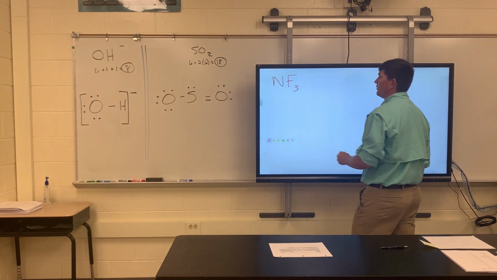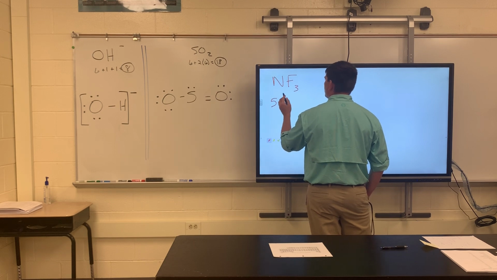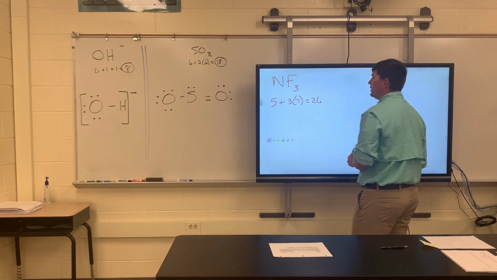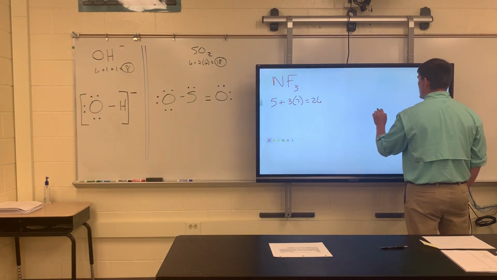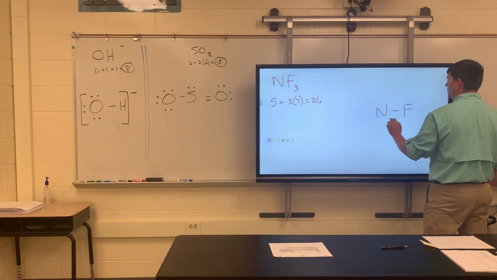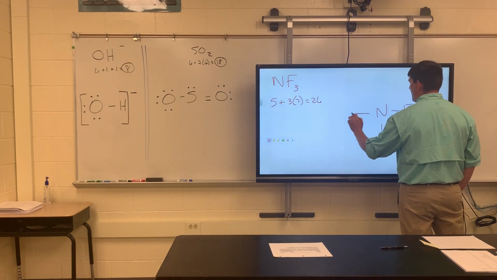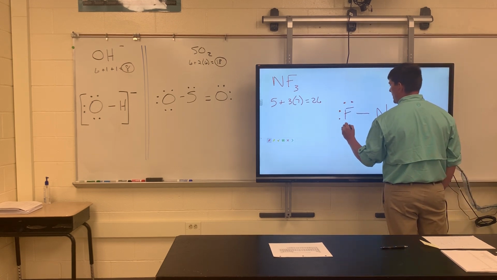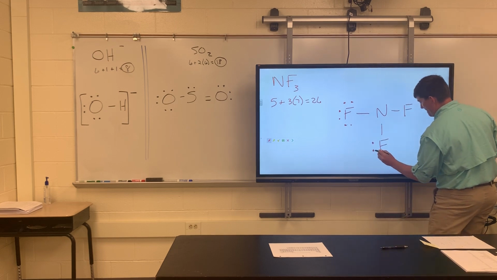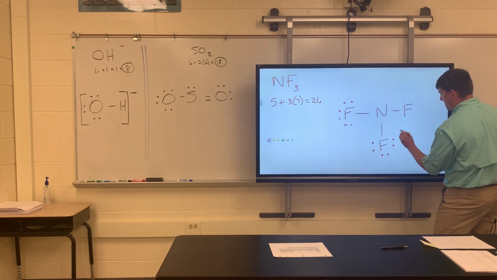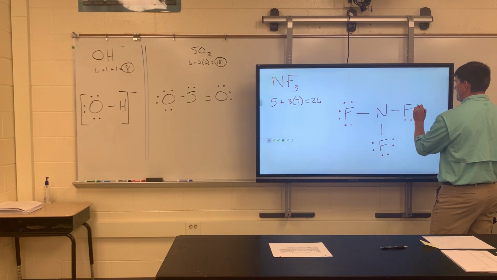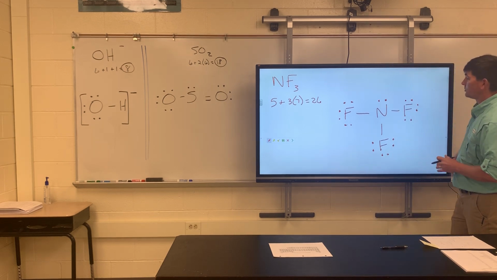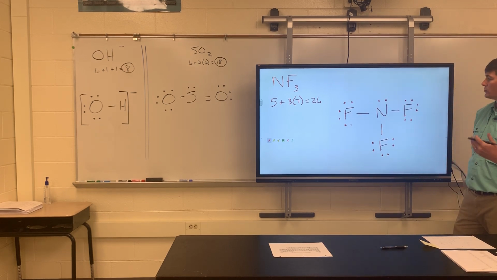So we got nitrogen trifluoride. Nitrogen's got 5, and then you have 3 of the fluorines. Each of the fluorine has 7, so that's giving you a total 21 plus 5, 26, right? So nitrogen is your central. You got your fluorines going all the way around, right? And then when you give everybody the 8 that they're supposed to have, just like that, you end up with your 26. 8, 8, 8, plus 2 more here, 26.